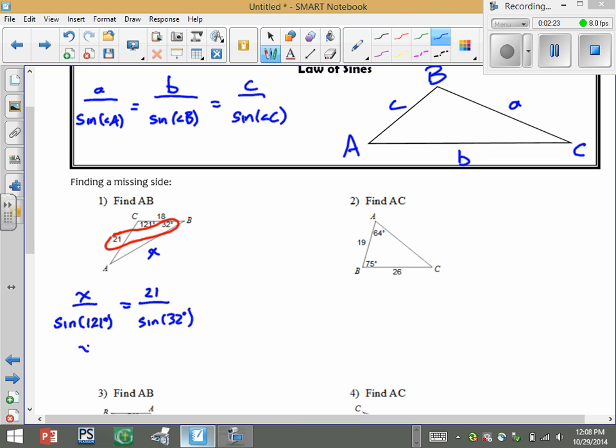We can turn this into x over 0.857. I'm just putting the sine of 121 and the sine of 32 into the calculator, and we'll call the sine of 32 0.53. Now in order to solve for x, we cross multiply. So now we've got 0.53 times x equals 0.857 times 21, and that is 17.997. To solve that for x, we divide by 0.53, and so x here equals 33.96.